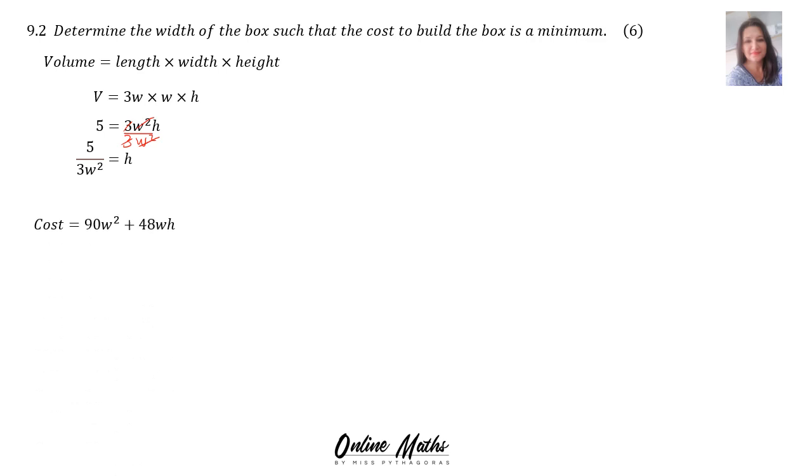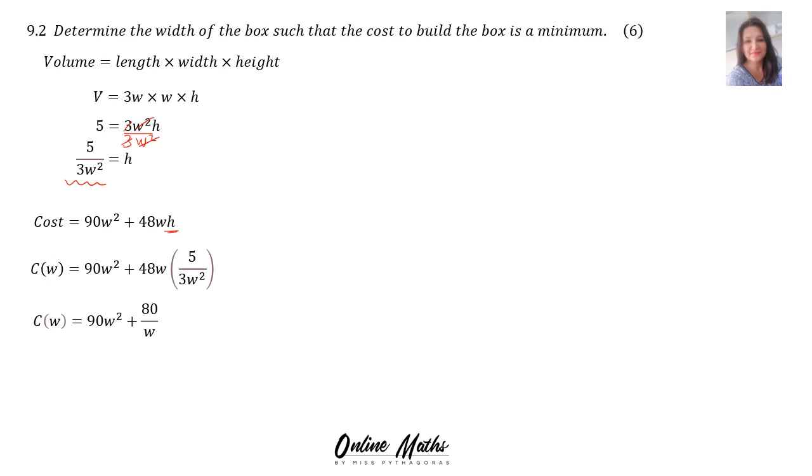Now, the cost equation we calculated was 90W squared plus 48WH. So for H now, we know that this is H, 5 over 3W squared. So in H's place, I'm going to substitute that. And then I'm going to multiply that 48W with H out. And I get 90W squared plus 80 over W.